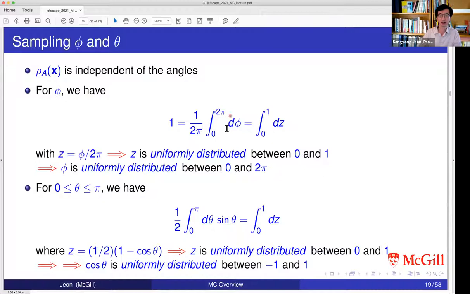Theta is a little more complicated because it's sine theta, but we know how to do the integral of sine theta, which is cosine, and we know how to invert that. In this case, we don't even need to invert that, because what you normally need is just cosine theta, since you're using the spherical coordinate system. The integral is randomly generated, which means that cosine theta is uniformly distributed between minus 1 and 1. So all you have to do is generate a random number between 0 and 1 and scale it appropriately so that you have a random number between minus 1 and 1. You call that cosine theta. Sine theta can be calculated using the square root of 1 minus cosine theta squared. That's it. So sampling phi and theta is simple.